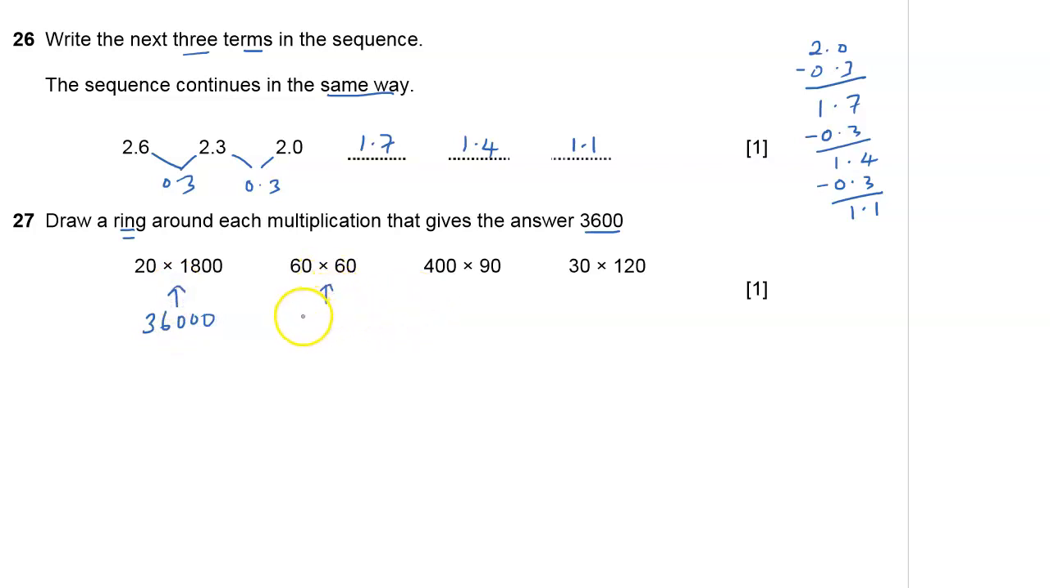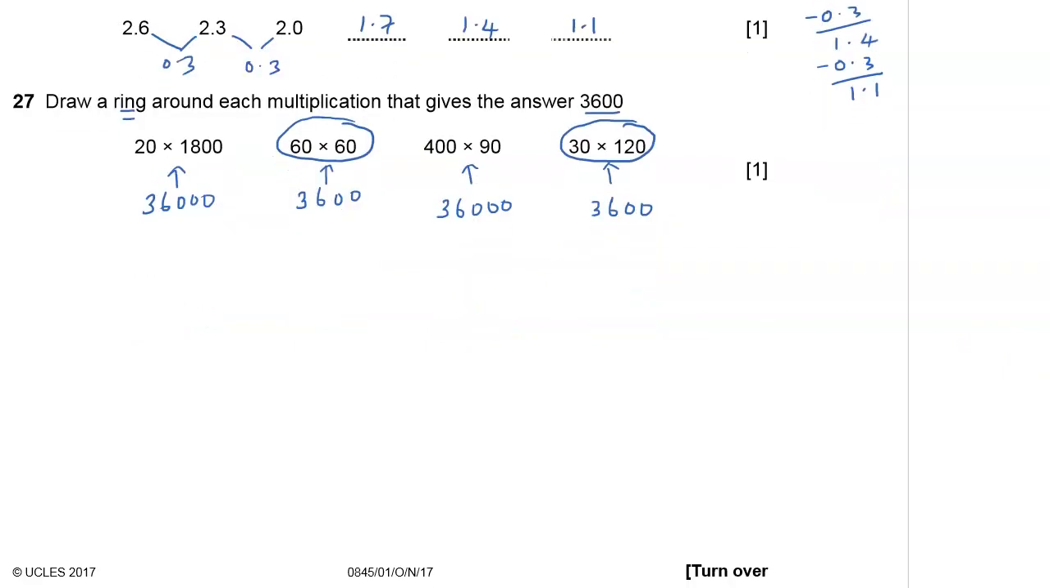What does this one give us? 60 times 60. 60 times 6 gives us 3,600. What does this one give us? This gives us 4 times 9, 36, but 36,000. The last one should give us 3,600 as well. So we draw a ring around that. We draw another ring round about that. And that's good. You get that one mark right there.